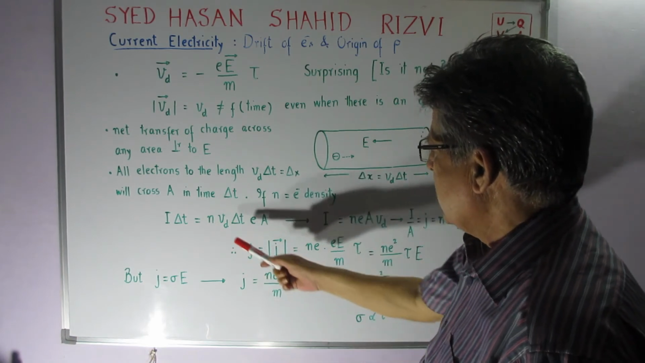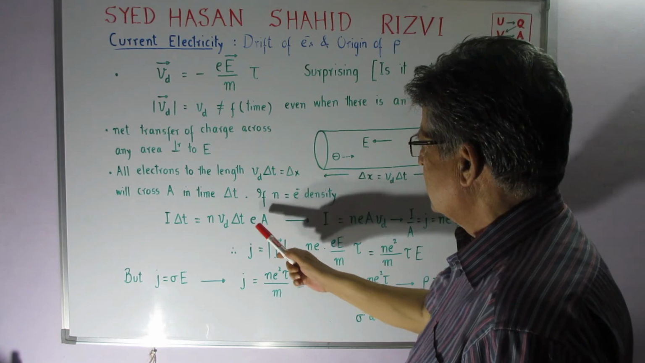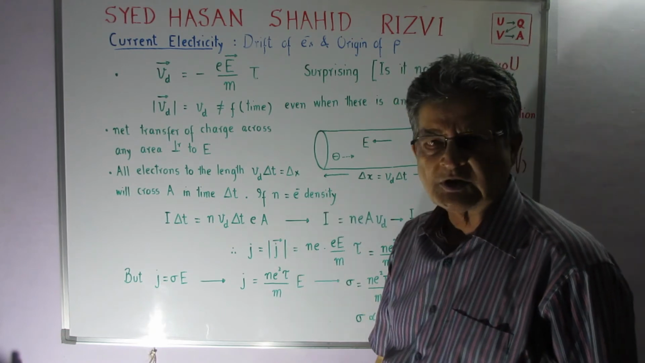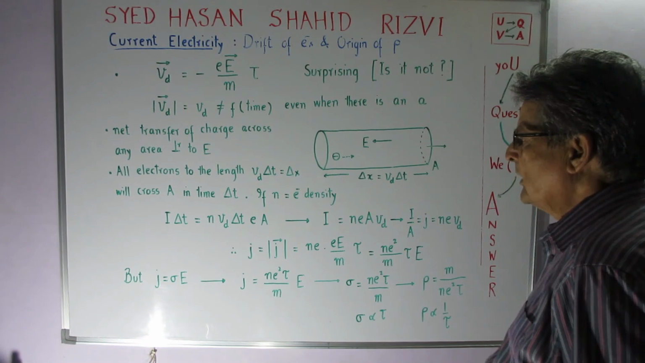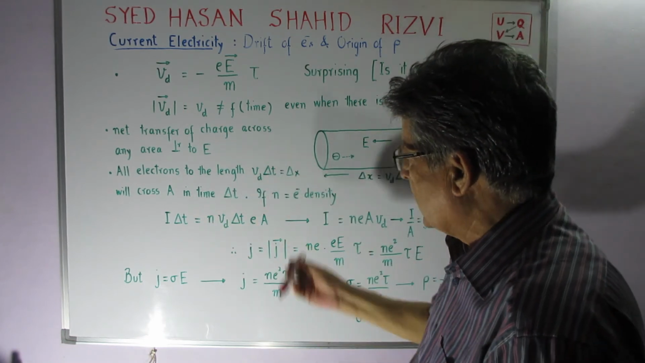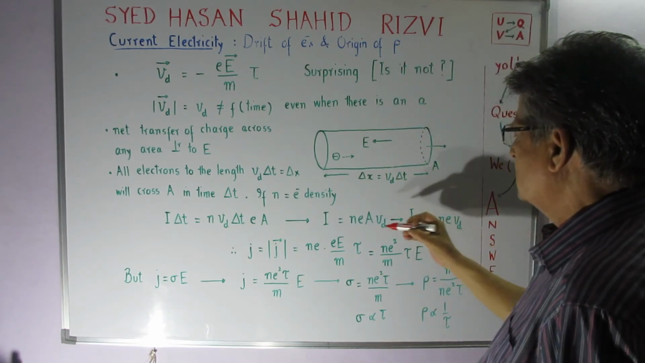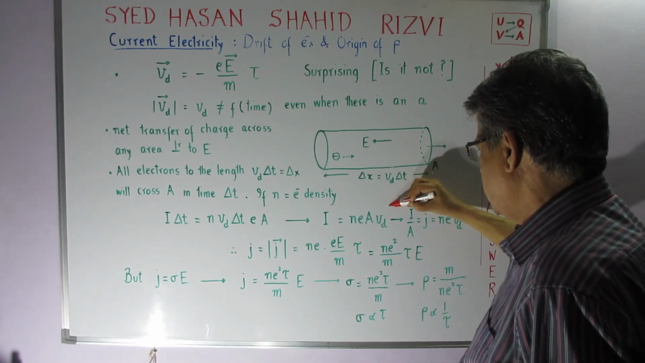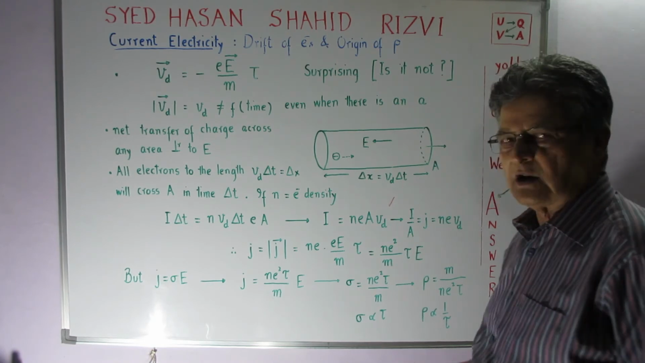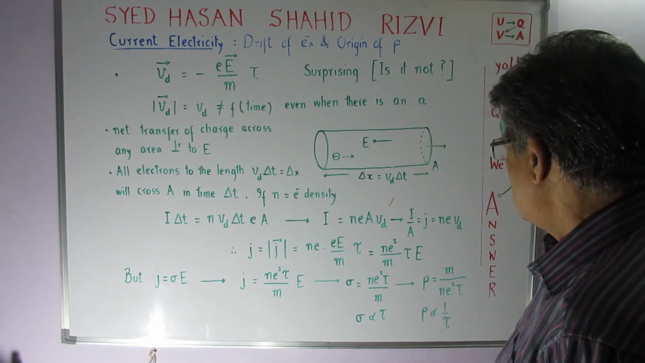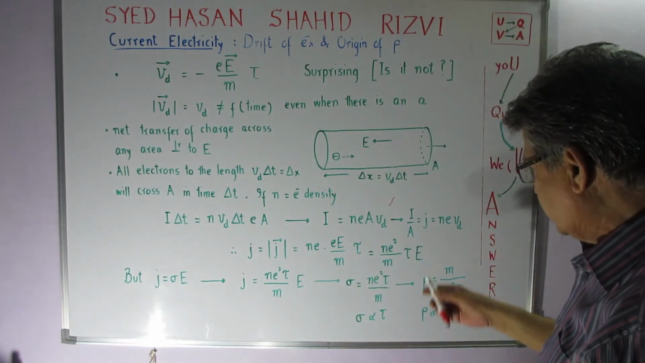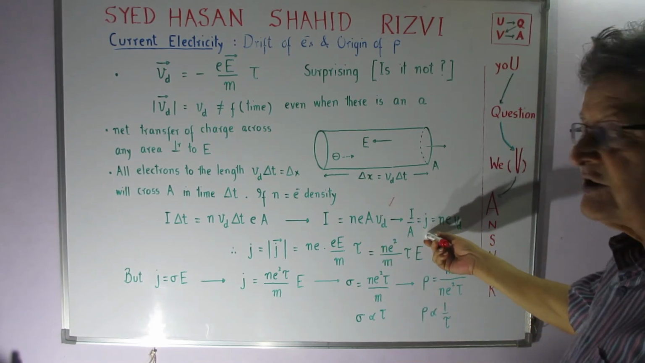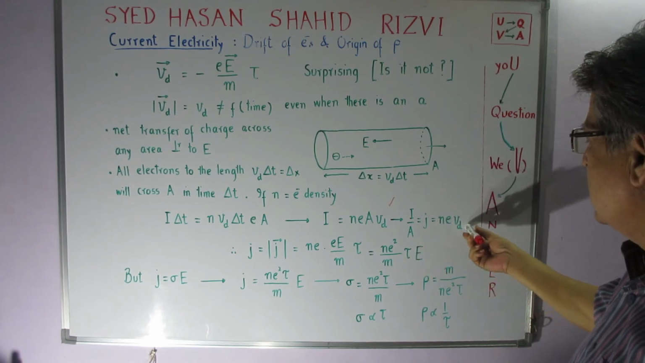N into Vd into delta t, that's the delta x, into the electronic charge, into the area. The electronic charge is 1.6 into 10 to the power of minus 19 coulombs. This delta t will cancel with the delta t here, and I will get I equal to NEAVd. So that gives I divided by A, which has been defined as the magnitude of the current density, equal to NEVd.